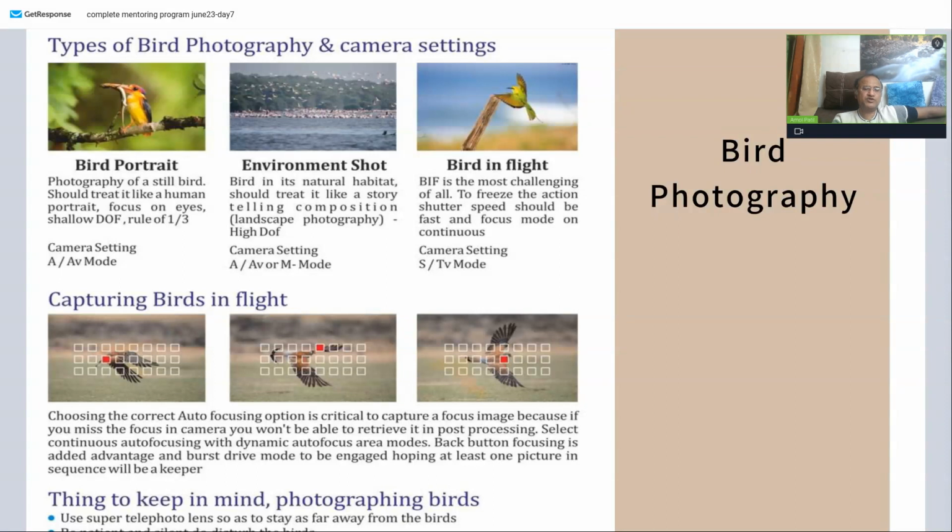Which camera mode will you be using? Since it is a portrait, which depends on aperture, you can use AV mode or A mode.